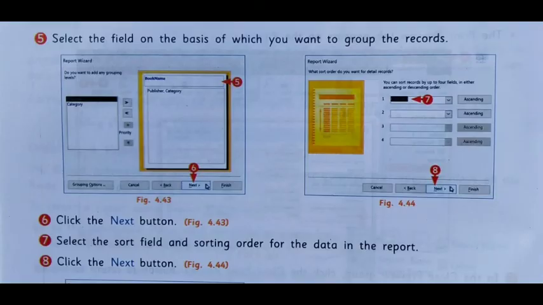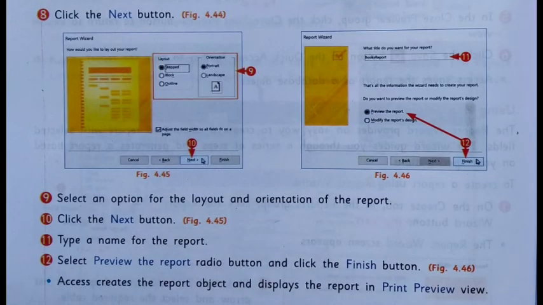Select the field on the basis of which you want to group the records. Click the Next button, then select the sort field and sorting order for the data in the report. Then click the Next button. Then select an option for the layout and orientation of the report. Then click the Next button. Type a name for the report. Select the Preview the report radio button and click the Finish button. Then Access creates the report object and displays the report in print preview view.